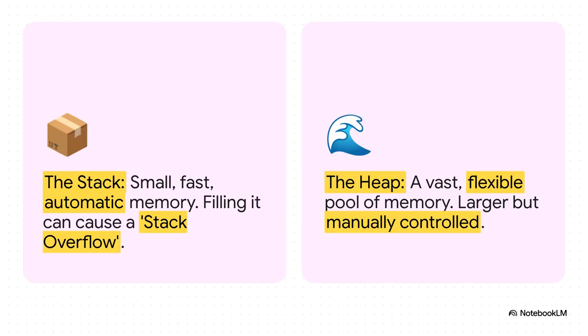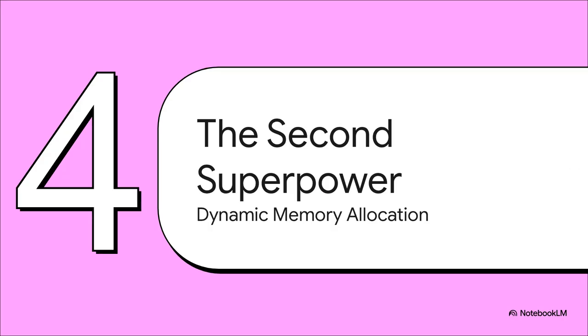So when the stack just isn't big enough, where do you turn? You turn to the heap. Think of the heap as a massive, wide-open pool of memory. It's way bigger, way more flexible, and perfect for large or complex data. But there's a catch. Unlike the stack, which cleans up after itself automatically, the heap is all on you. You have to manage it yourself. And the tool that gives you the keys to this huge memory warehouse? I think you know where this is going. It's pointers, of course. This whole process is called dynamic memory allocation.